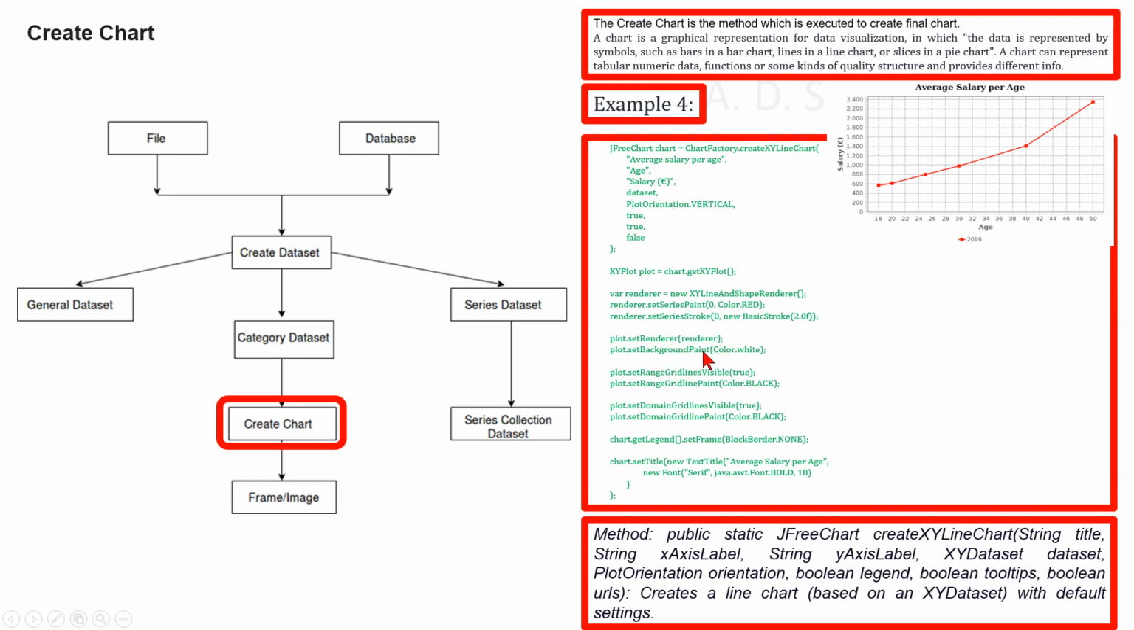Here setBackgroundPaint sets the background color of the plot area and sends the plot change event to all registered listeners. Likewise, there are other methods: setRangeGridlinesVisible, setRangeGridlinePaint, setDomainGridlinesVisible, and setDomainGridlinePaint.